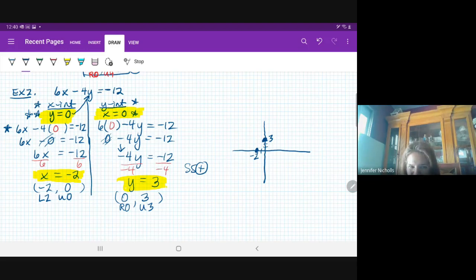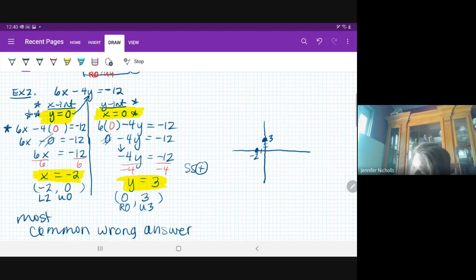The most common answer, I'm going to put common wrong answer down here, so I would suggest you write that too. But the most common wrong answer on this problem is people take the negative 2x and they take the 3 on the y and they put them together. But that's why I want to make sure they're in different columns. And that's why I do make sure to label y equals 0, x equals 0 at the very beginning.